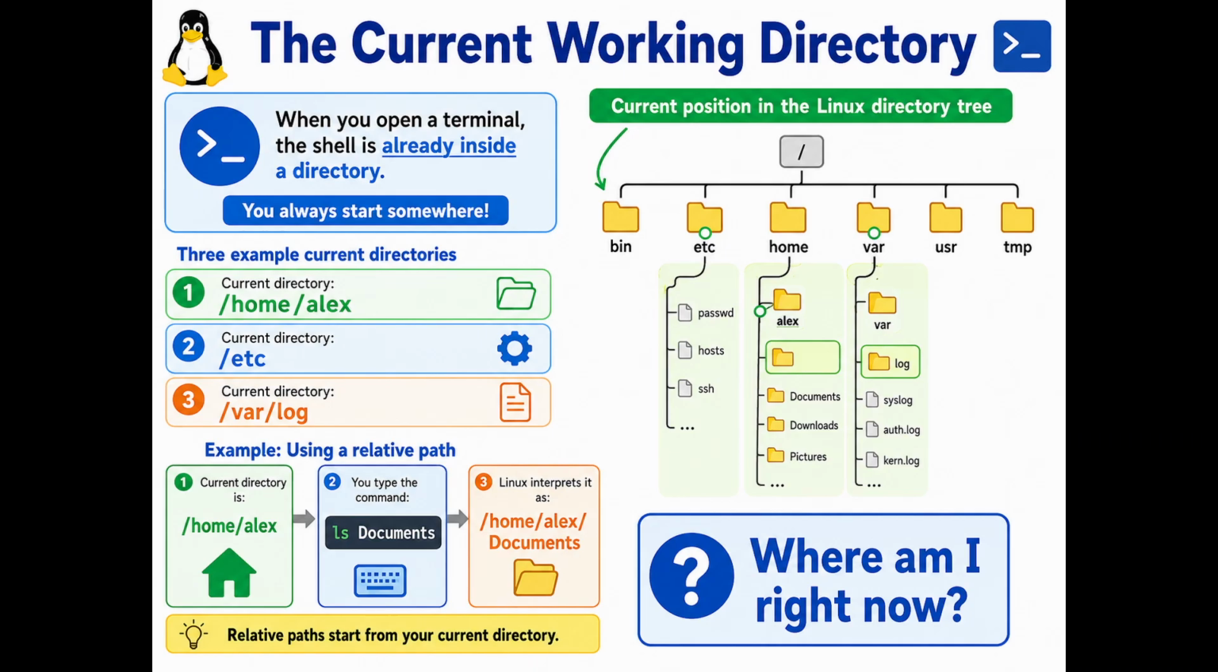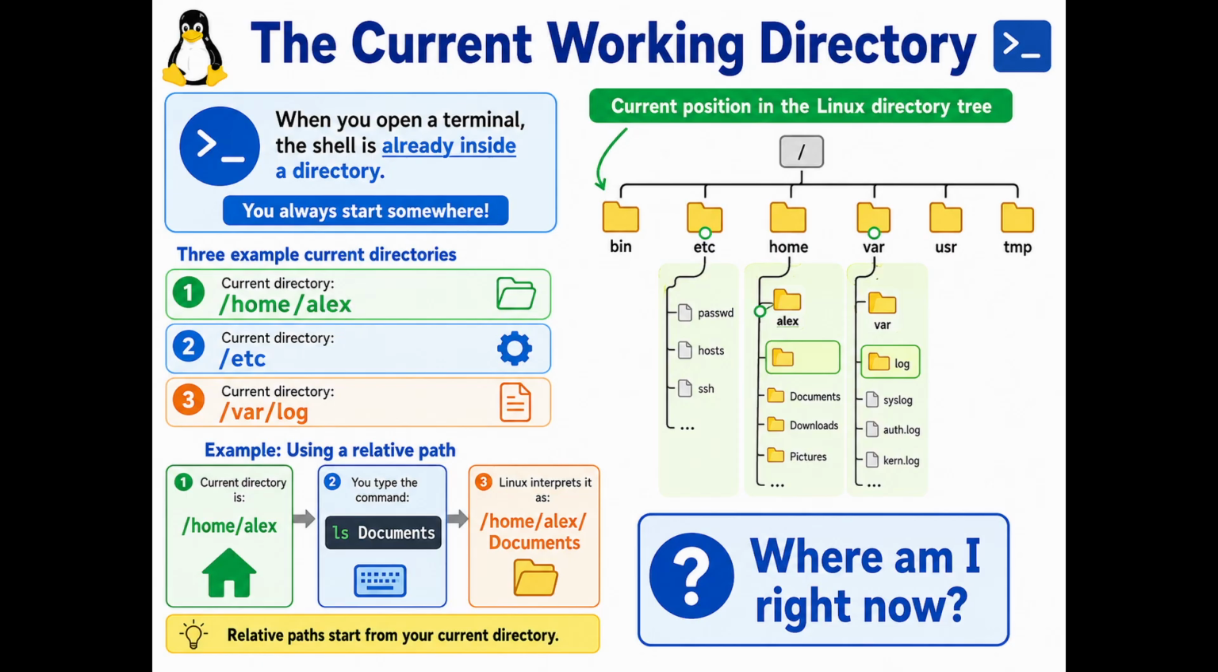Chapter 2: The current working directory. When you open a terminal, the shell is already located inside a directory. This location is called the current working directory. You can think of it as your current position inside the Linux directory tree. For example, your current working directory may be /home/alex, or it may be /etc, or /var/log. Every command that uses a relative file name begins from the current working directory.